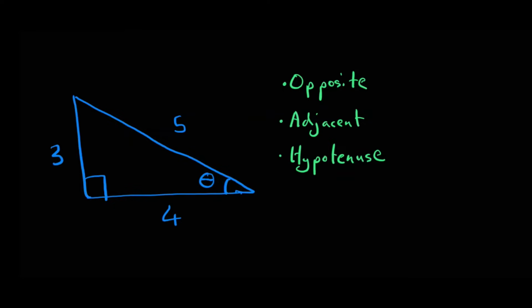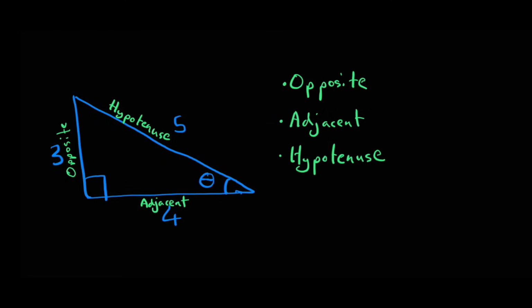The side across from the right angle is always going to be the hypotenuse, and it's also always the longest side of a right angle triangle. The side opposite the angle is called the opposite side, so this depends on which angle we're looking at. And the remaining side, which joins with the hypotenuse to form the angle theta, is the adjacent side.